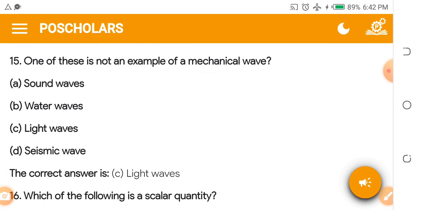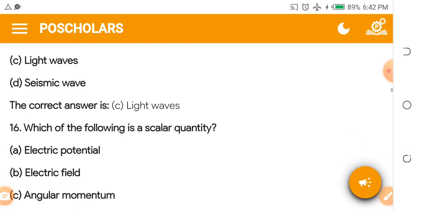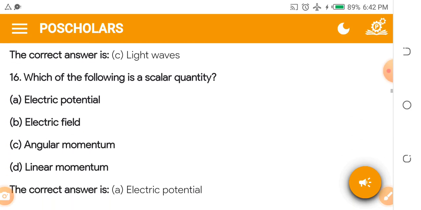Now let's look at question 15. One of these is not an example of a mechanical wave. A, sound wave. B, water wave. C, light wave. D, seismic wave. The answer is what? You can already see on the screen. The answer is C. Light waves.